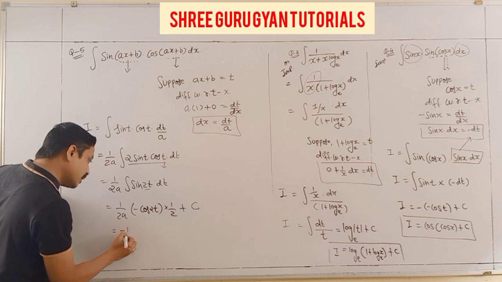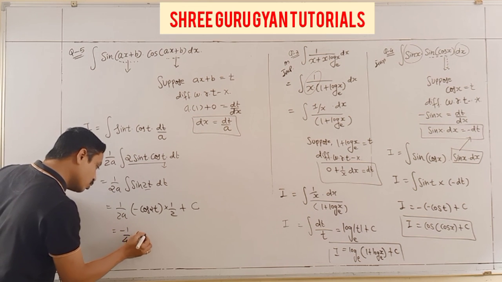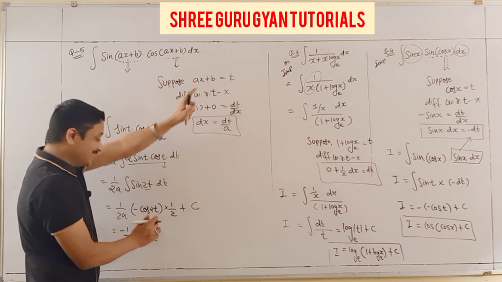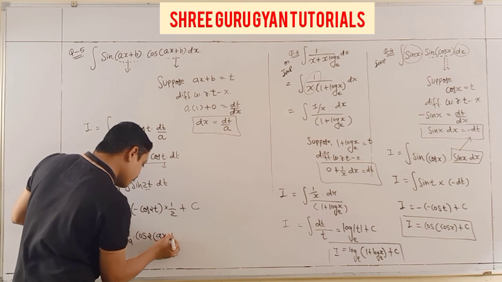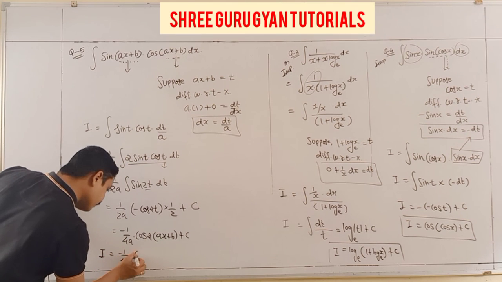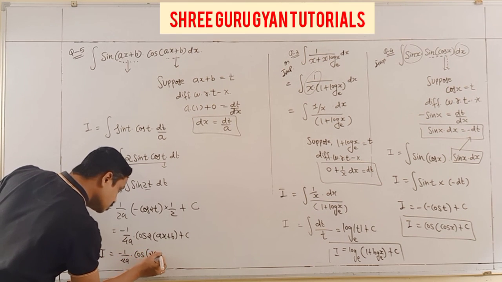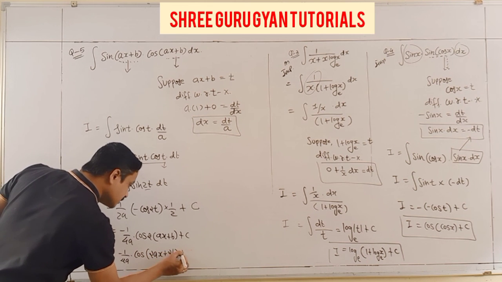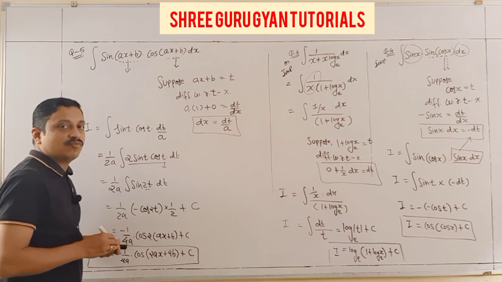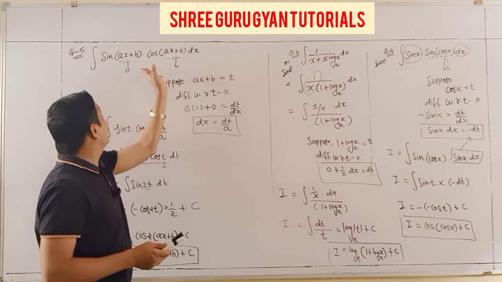So your total value is minus 1 by 4a cos 2t, and what is t? t is ax plus b. And here, students, you have happily got the answer done. Minus 1 by 4a cos 2ax plus 2b plus c. And that is your final answer for question number 5.